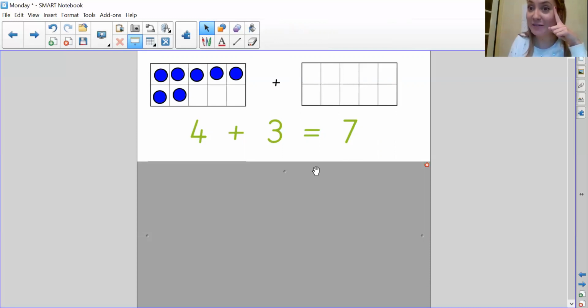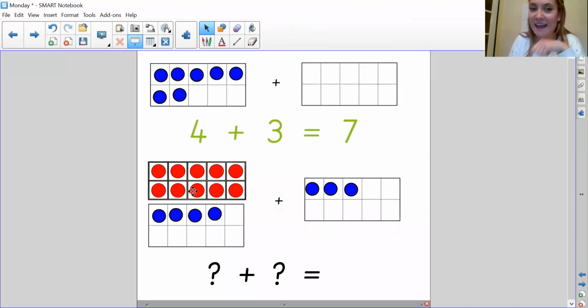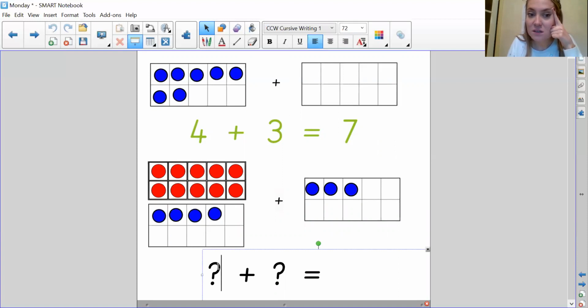Okay, look carefully. Can you see a pattern? Watch. Okay, how many have I got over here? Let's have a think. Have I got a 10? That's right, I have got one lot of 10. Can you see?